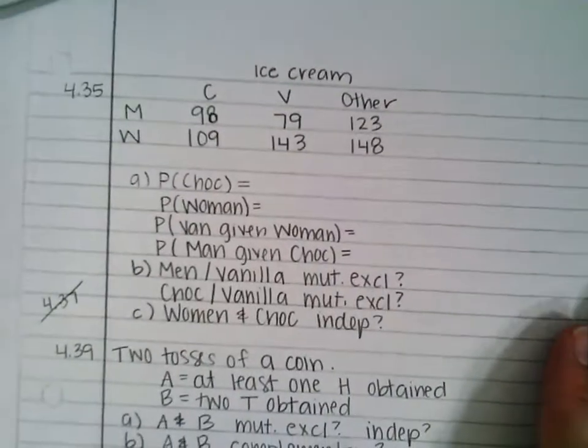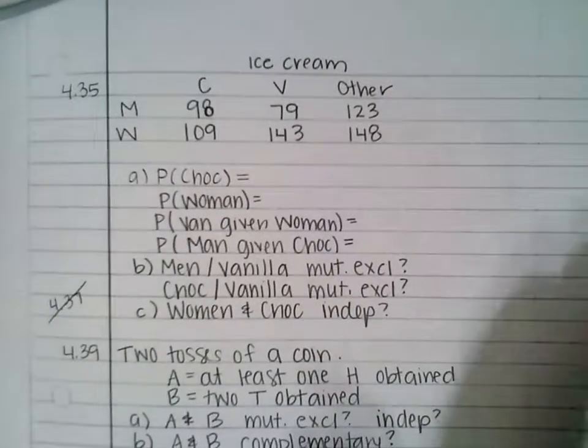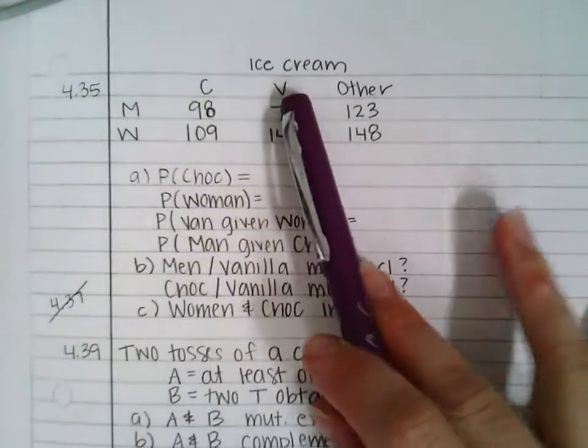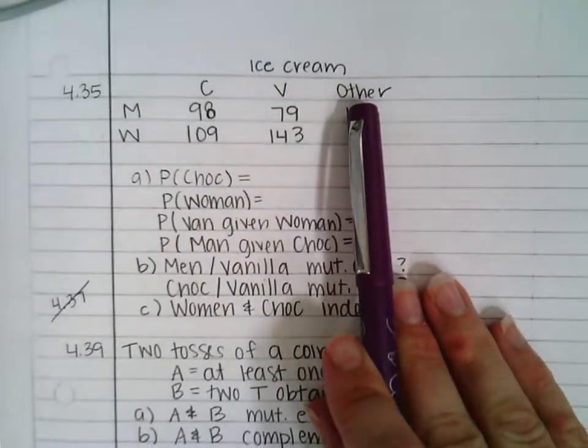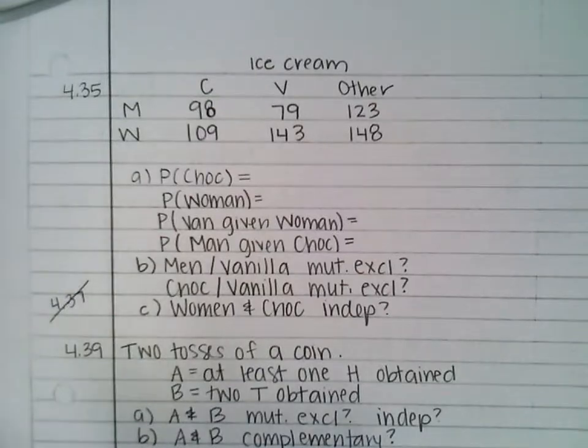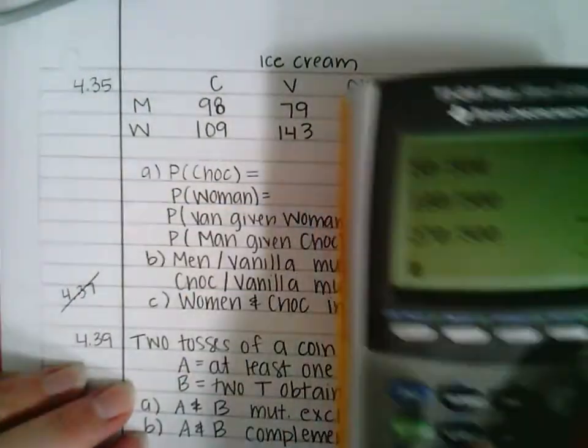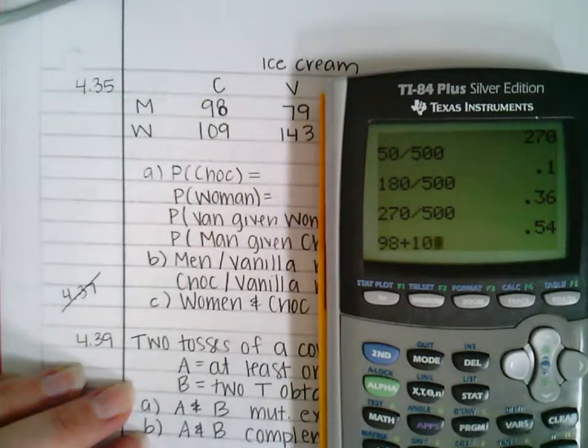All right, continuing with this talk of probability, let's look at a joint frequency table here. In this joint frequency table, it's men and women, ice cream, C is for chocolate, V is for vanilla, and this is other. One of the things that this table does not give me is the marginal frequencies here. So I'm going to add those.